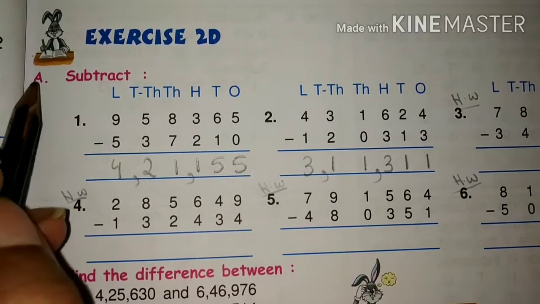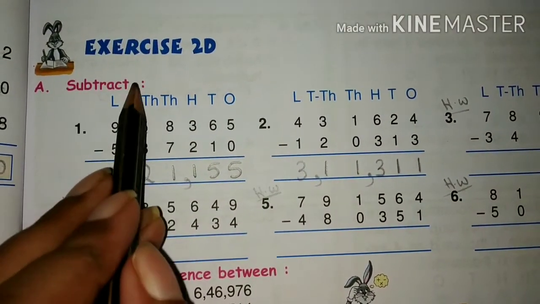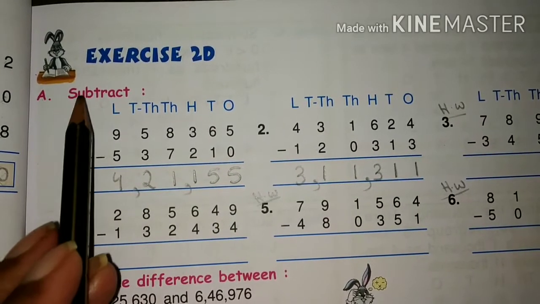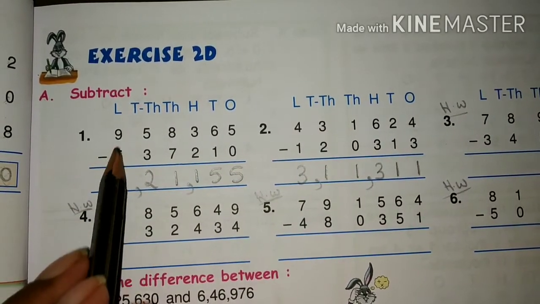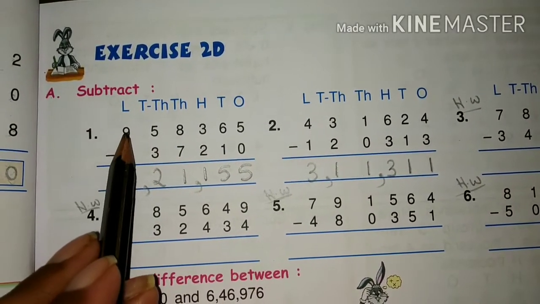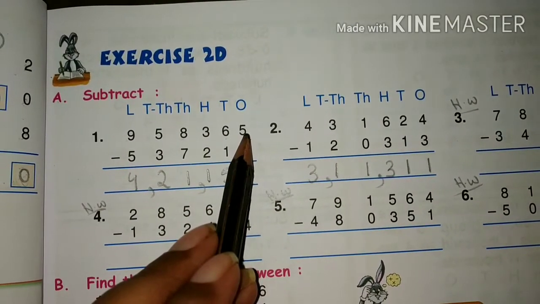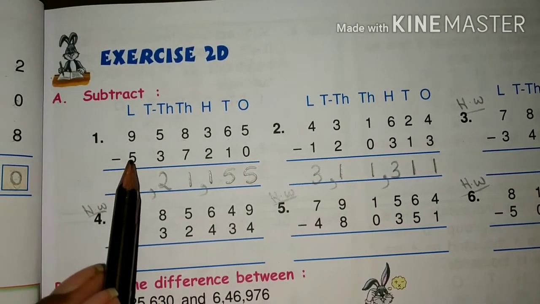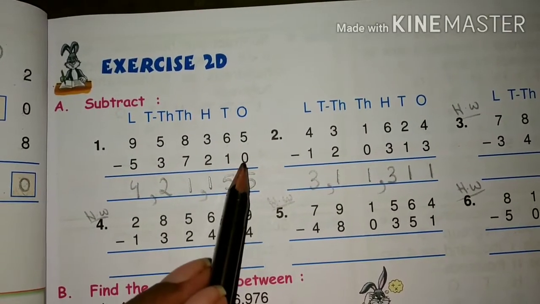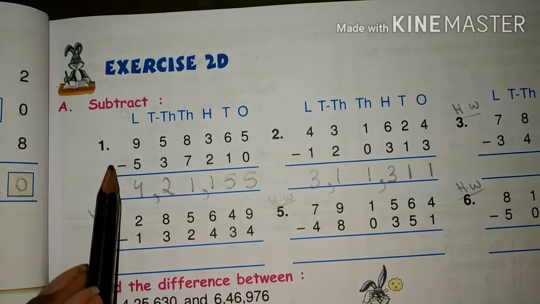Students, here is question A. Subtract. Students, in this question, numbers are already arranged in proper columns and we have to just subtract the numbers. First question. Here 9,58,365 is given. And here 5,37,210 is given. Now we will subtract the numbers.